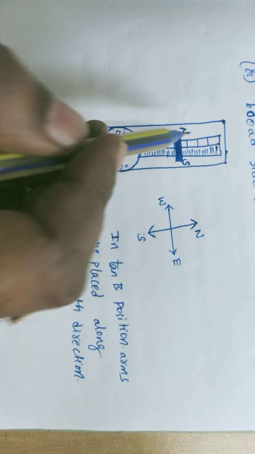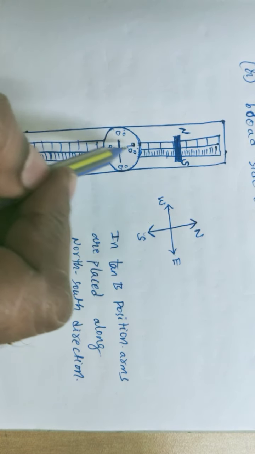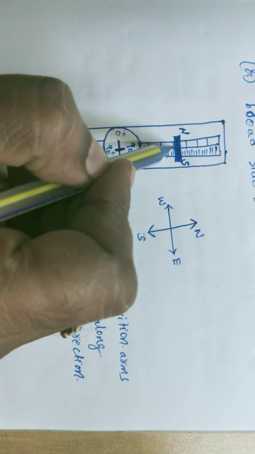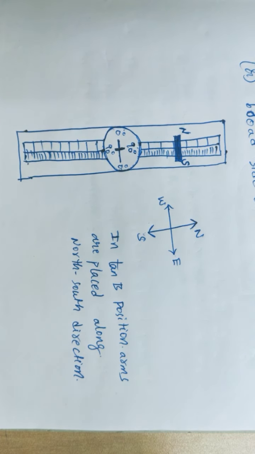See students, here this is the external magnet, here the magnetic needle is present, and along this one line is present. This line we treat as the equatorial line. Based on the equatorial line conditions only, this tan B position we can easily explain.